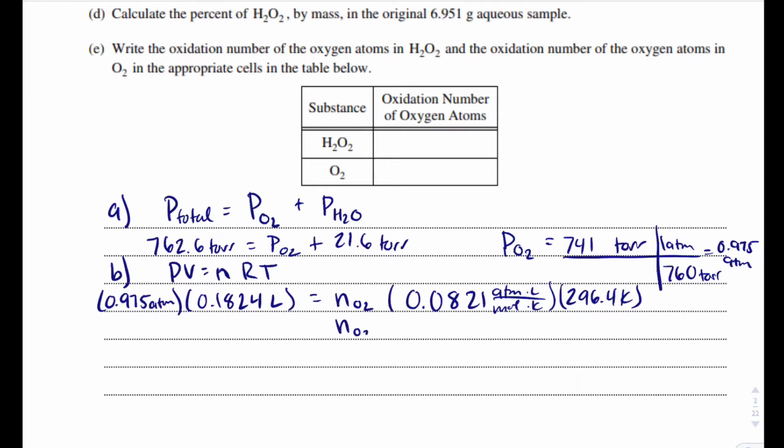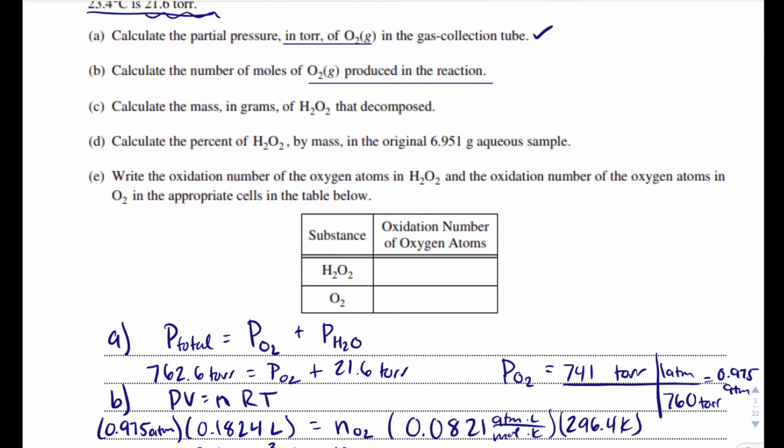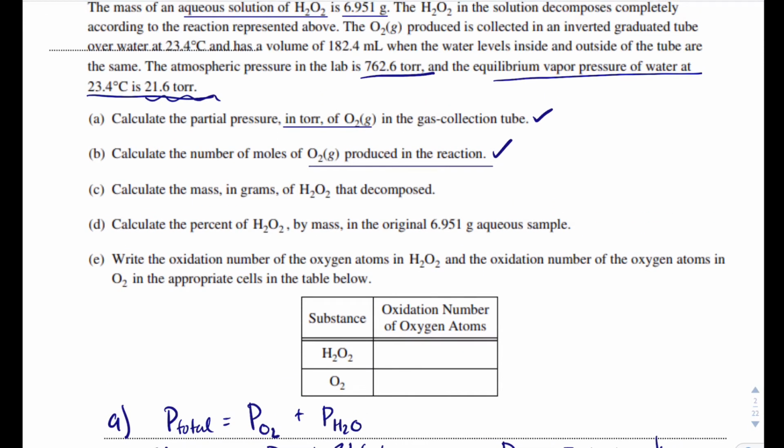And so my moles of oxygen are 7.31 times 10 to the minus third moles. Okay, so B is now done. Now what they ask is calculate the mass in grams of H2O2 that has decomposed. So notice how these AP chemistry free response questions kind of work: A will feed into B, which commonly feeds into C, which will probably feed into D, and so on and so forth.